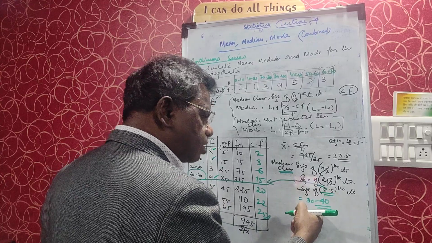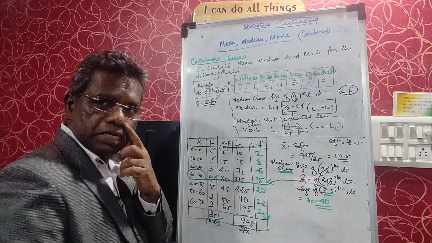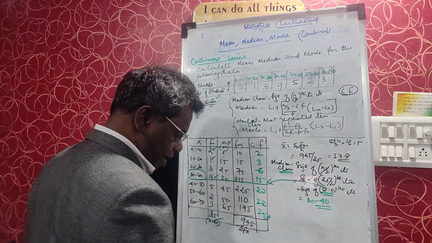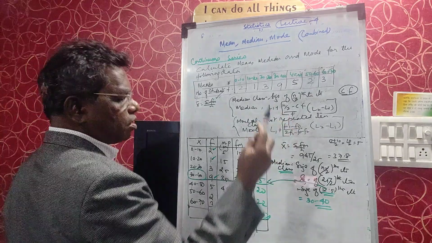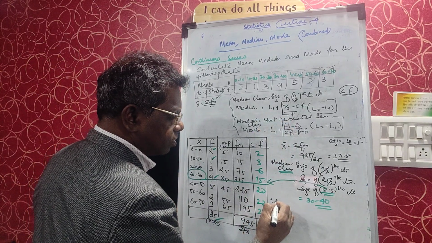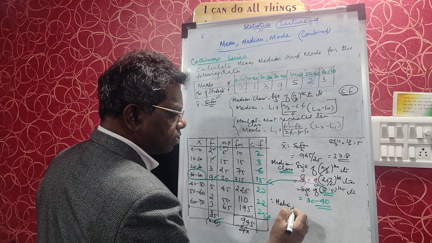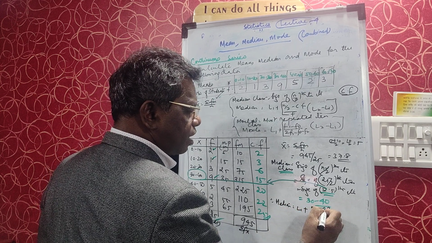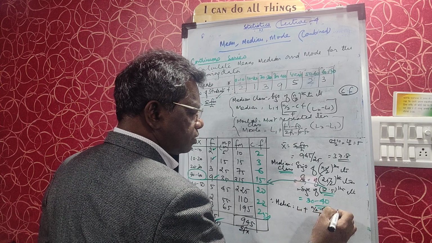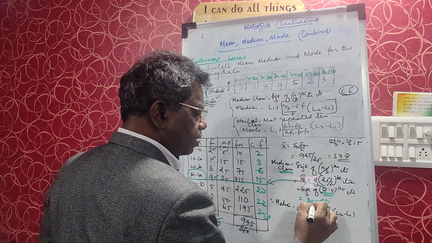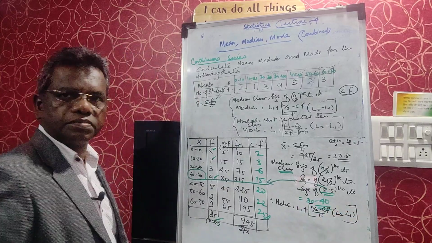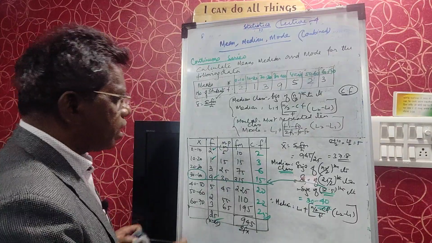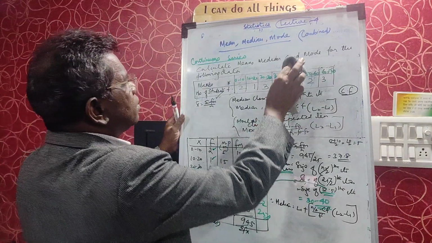But the median is not 12.5, it is between 30 to 40. Now what is that median? The formula again. Therefore median is equal to L1 plus (n upon 2 minus CF) upon f into (L2 minus L1). So here I will write the rest on top.